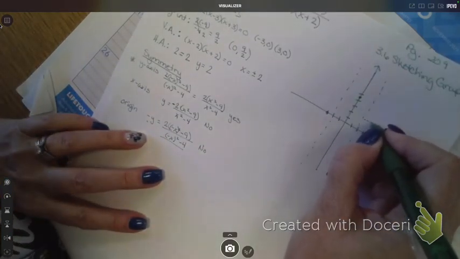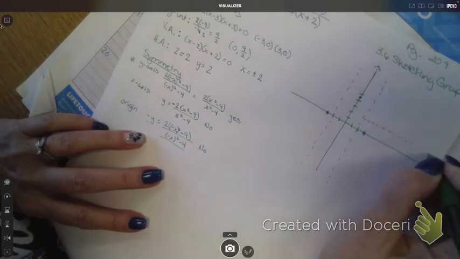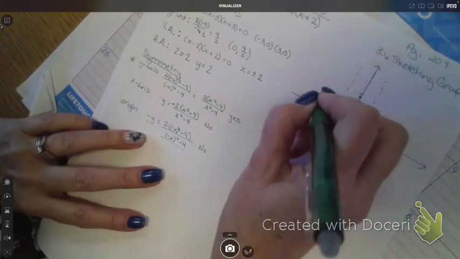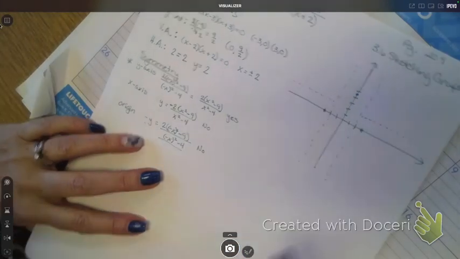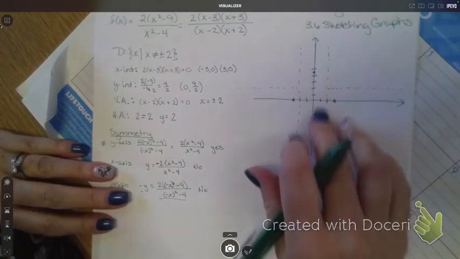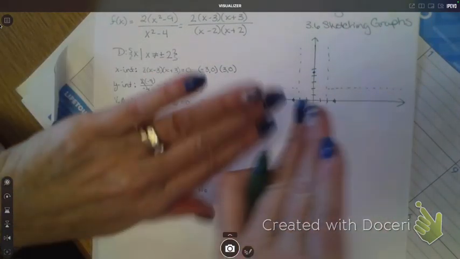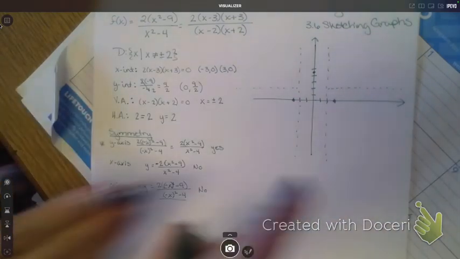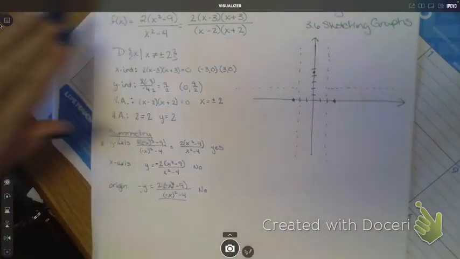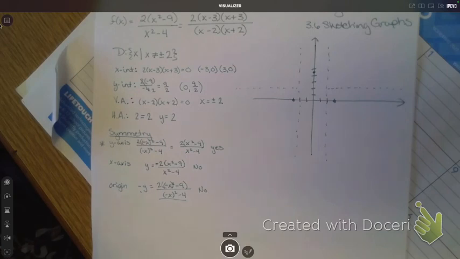Remember, horizontal only affects what? Does it affect all of it? No, it doesn't affect that middle chunk. It's end behavior. Limits at infinity. Got me? Okay.